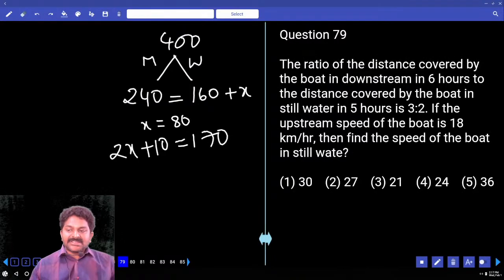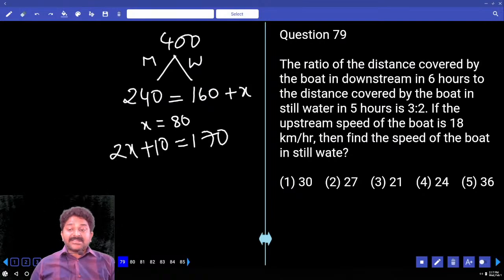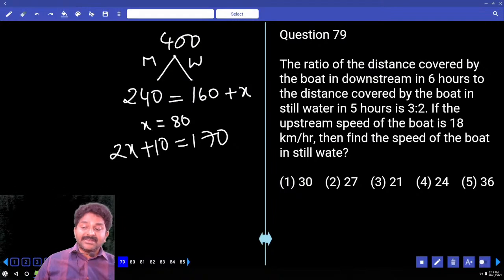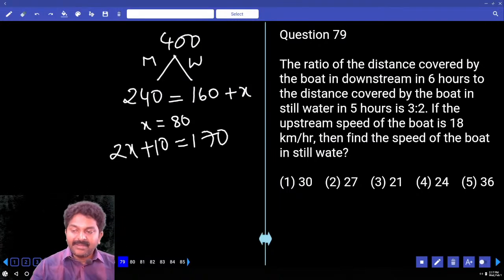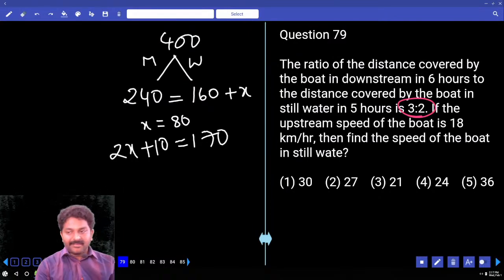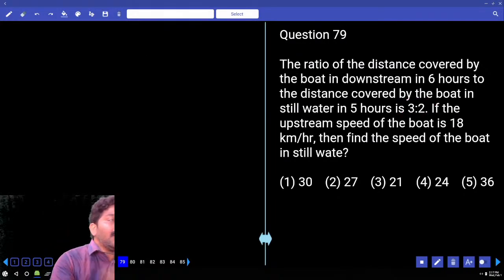The ratio of distance covered by the boat in downstream in 6 hours to the distance covered by the boat in still water in 5 hours is 3:2. So we were given the distance ratio. Whose distance? Downstream distance and still water. Downstream in 6 hours, still water in 5 hours. If the upstream speed of the boat is 18 km per hour, find the speed of the boat in still water. So now I want to calculate the speeds ratio.